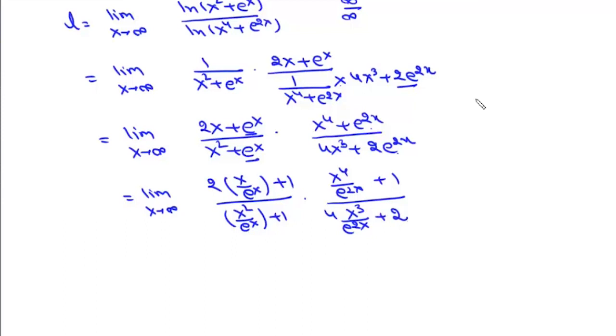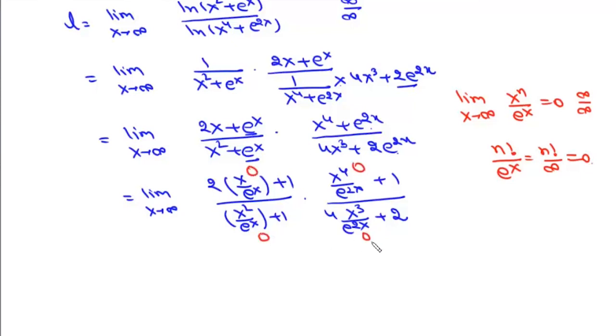Now we know the standard result that the limit as x tends to infinity of xⁿ upon eˣ is 0. And it is very easy to prove. This is infinity upon infinity form, so we'll keep using L'Hopital's rule. It will always be infinity upon infinity form. So if we differentiate this n times, we'll get n factorial upon eˣ. Now this is n factorial upon infinity, which is 0. So this limit will always take the value 0. So this is 0, this is 0, this is 0, this is 0. That means from here we can say the value of L is simply 1 by 2.